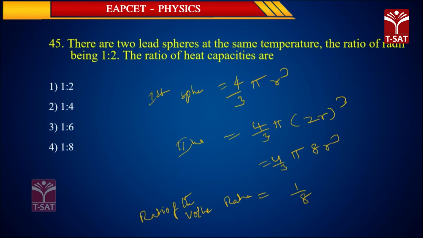And you know that the heat capacity of any object, this is the important point, children, heat capacity is directly proportional to its volume. Therefore, children, the heat capacity ratio is also 1:8.